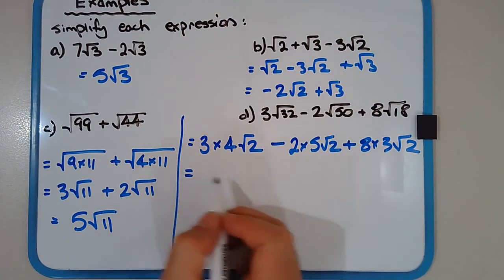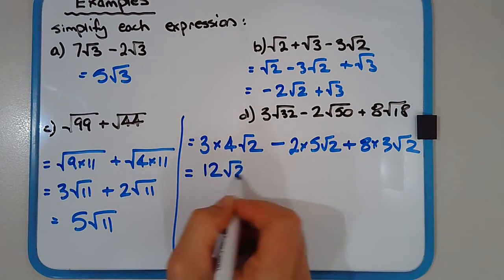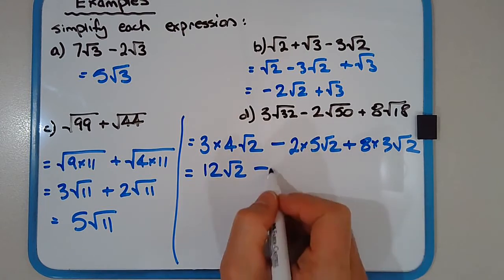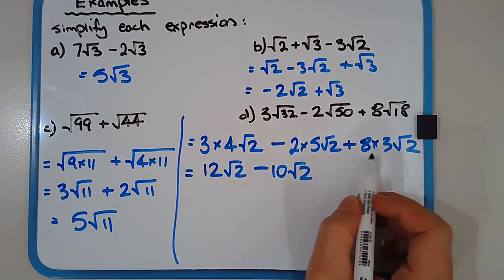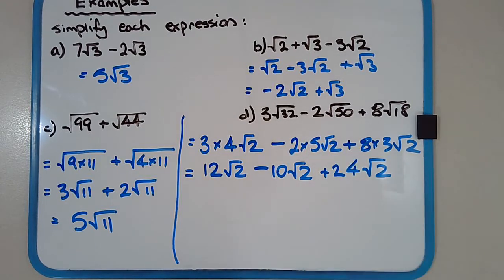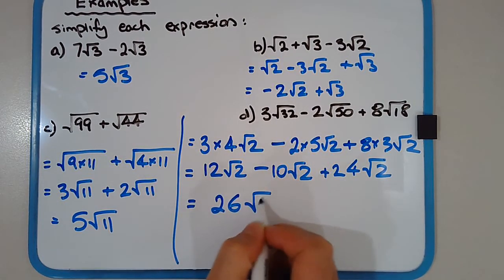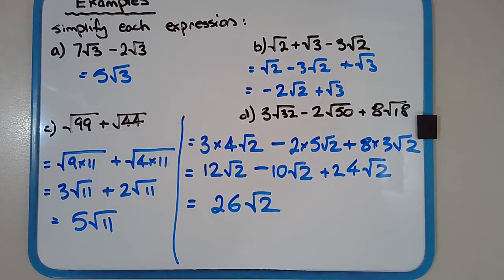All right, let's clean this up a little bit. 3 times 4 root 2, that's going to be 12 root 2. Minus 2 times 5 root 2, that's 10 root 2. And then you've got 8 times 3 root 2, that's 24 root 2. All right, so 12 minus 10 is 2. 2 plus 24 is equal to 26. Okay, so that's 26 root 2. All right, hopefully that makes some sense.